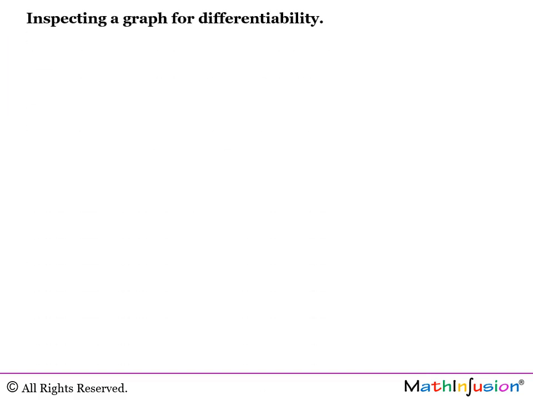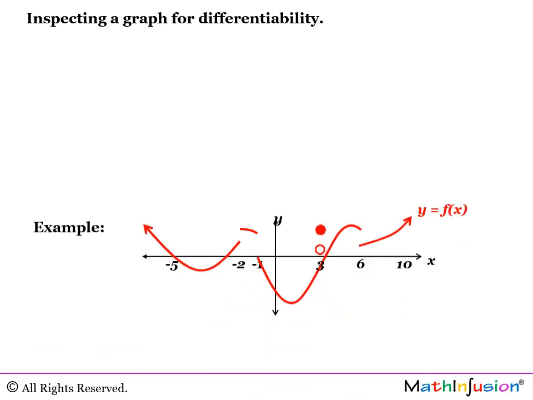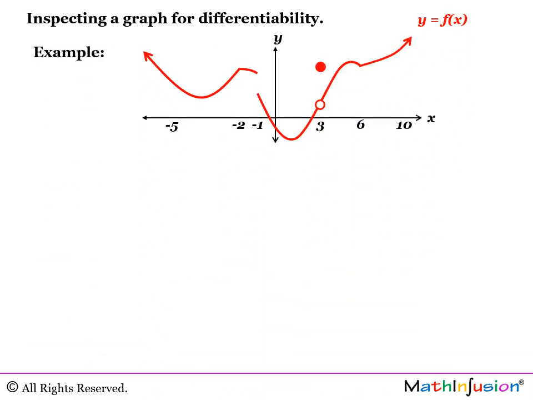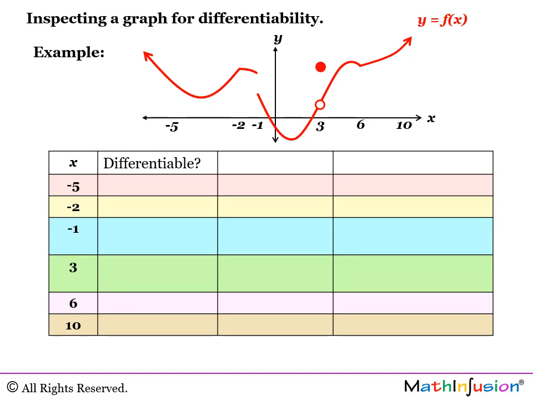We are now ready to inspect graphs for differentiability. And here's an example. We are going to fill in the chart. We will ask if the function is differentiable for each one of those values of x and give a good reason why not, if it's not. At x equals negative 5, the function is continuous, and that's why I only have to make sure that there is no sharp corner and there is no tangent line which is vertical. And because I don't have those two, it is differentiable at x equals negative 5.